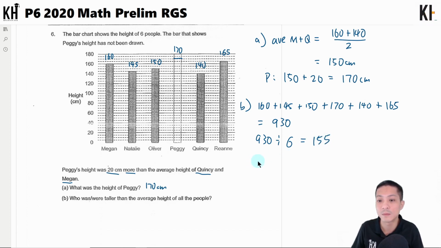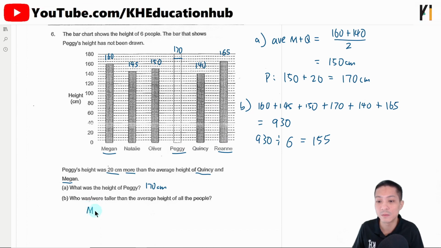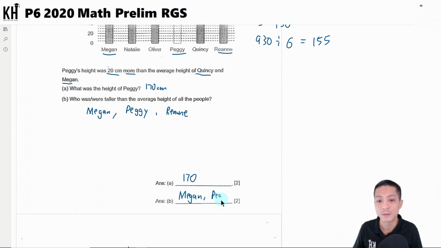Okay, so who is more than 155? So Megan, Peggy, and Renee. Okay, so Megan, Peggy, and Renee. Peggy and Renee.